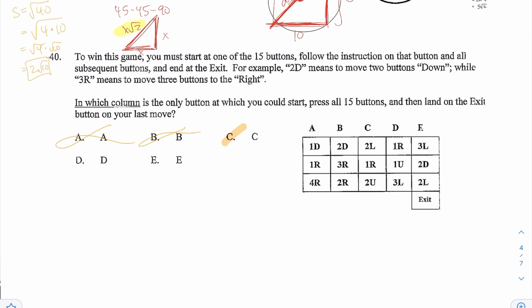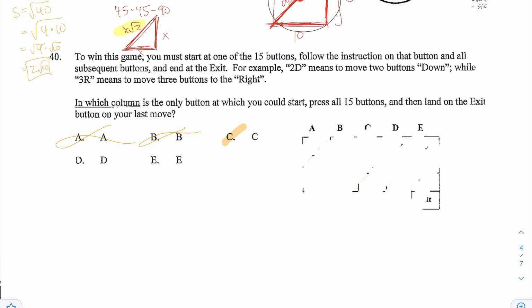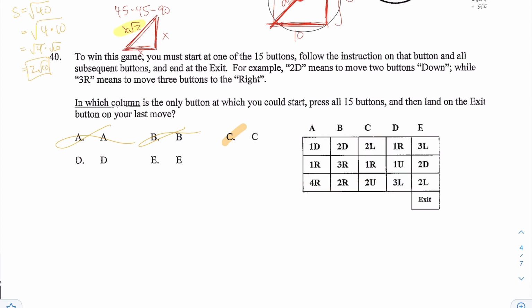All right, so then you try C in the third column. You start here. You go 2 up. Then you go 2 left. Then you go 1 down, and here you still win that way. Right, so that can't be it.